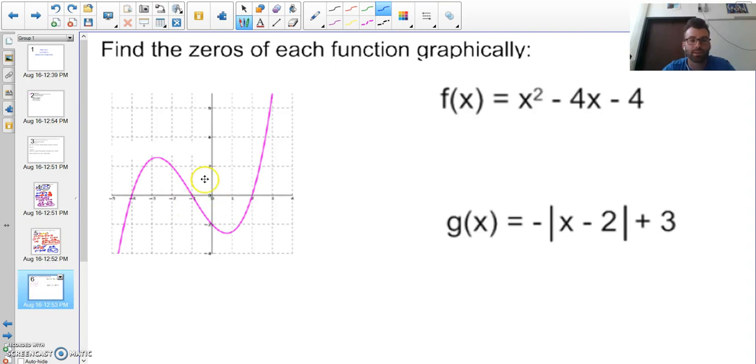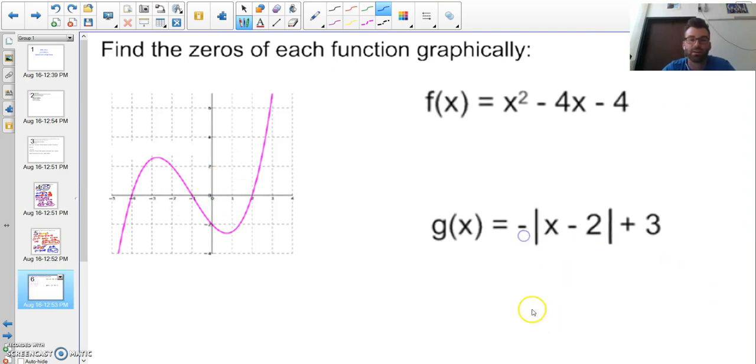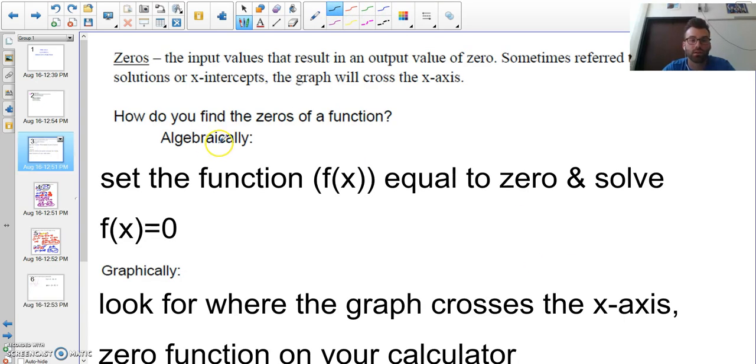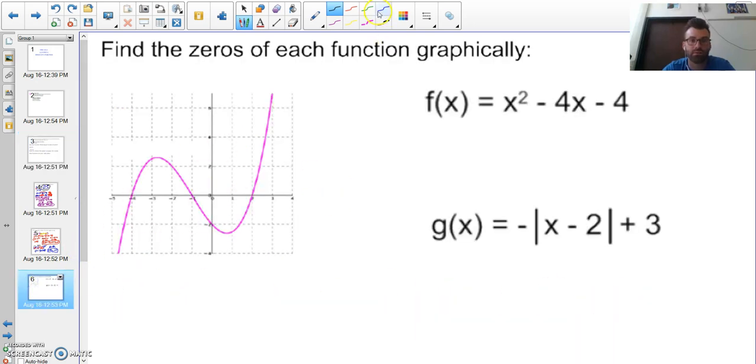For sure. Okay, so check it out. Here we go. Find the zeros graphically. So to find the zeros graphically, remember, how do we do that? Well, I look for where my graph crosses the x-axis. So here's my graph here.